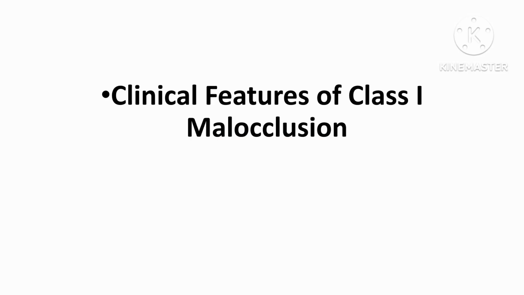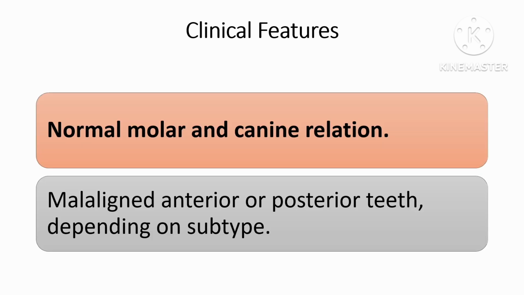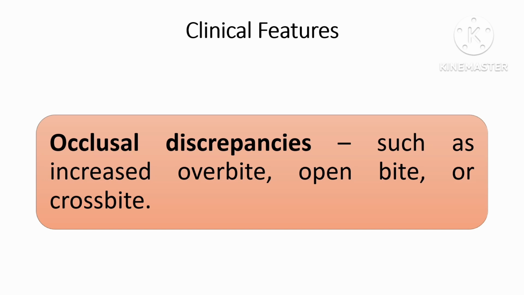Let's go through the clinical features of class 1. Though we have discussed them, let me summarize. First of all, the molar relation by definition would be class 1, which is normal. The upper first molar mesiobuccal cusp fits into the buccal groove of the lower first molar. This tells us that the skeletal base is usually normal. So the problem is not the jaw relationship but the positioning of individual teeth.